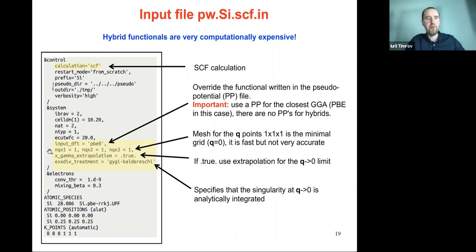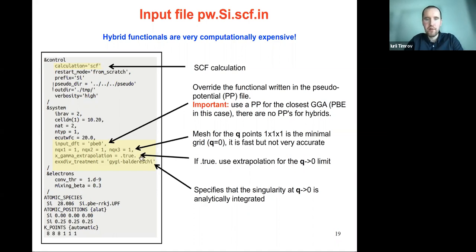Next, we specify the Q point grid. These parameters are nqx1, nqx2, nqx3. So we use just one Q point, so we write one by one by one. This is really the simplest approximation we can do, which just says there is one Q point, just gamma. Then we need to set x_gamma_extrapolation to true. This means that we are taking care of this divergence singularity problem when Q goes to 0.